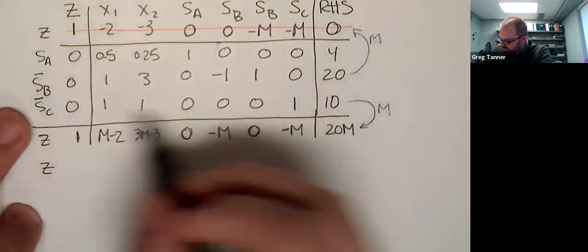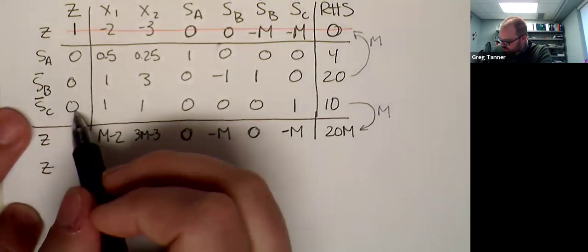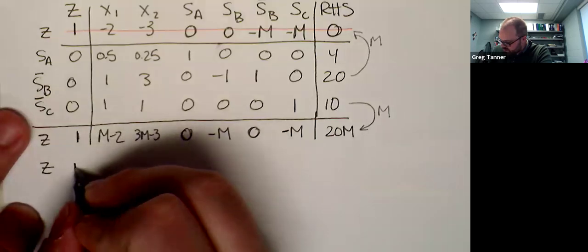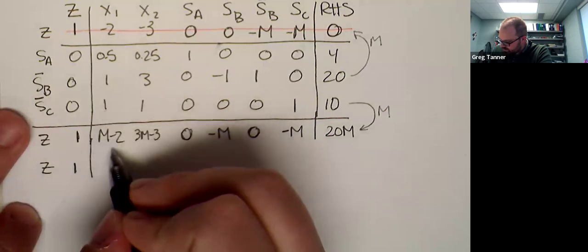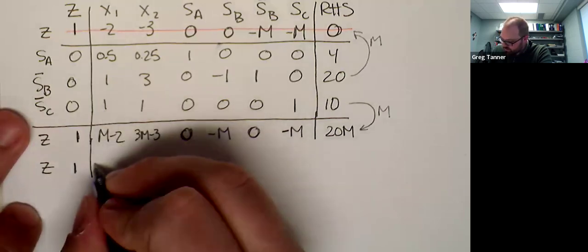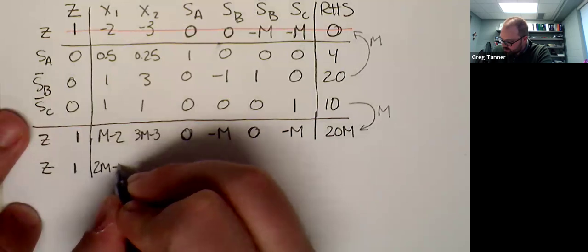So big M times this row gives us 0 plus 1. The Z still is going to be a 1 there. A 1 times M plus M minus 2 is going to give us 2 big M's minus 2.